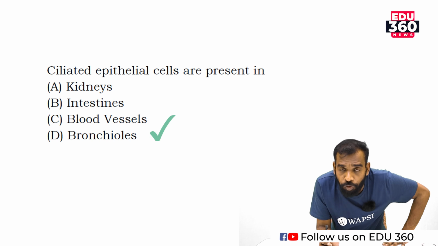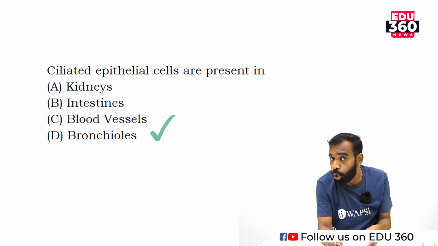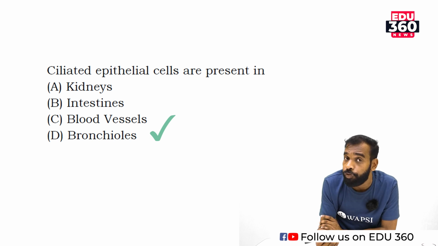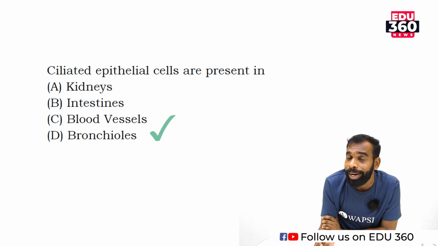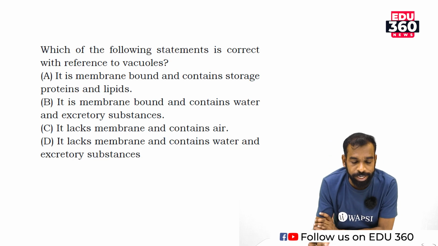The inner lining of the bronchiole is lined by ciliated epithelium. Not only that region, the inner lining of the fallopian tube is also lined by ciliated epithelium. Move to the next question.